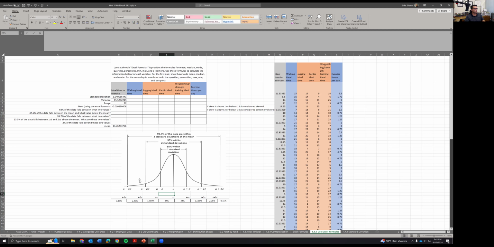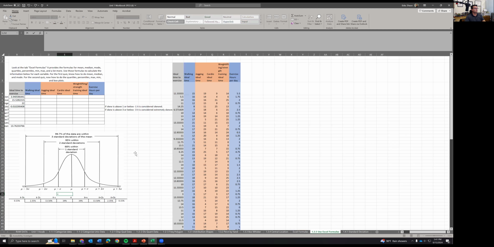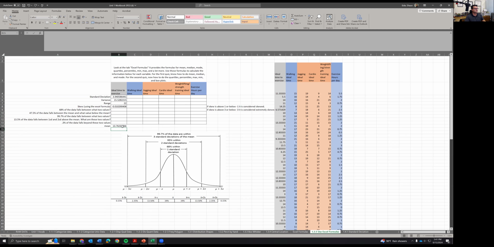So the first thing that we're going to do is calculate the mean, and I'm going to put the mean right here. So equals, or we're just going to literally copy and paste this. Control C, Control V. Okay. And then what we've got is one standard deviation below the mean is right here. And then one standard deviation above the mean is right here.